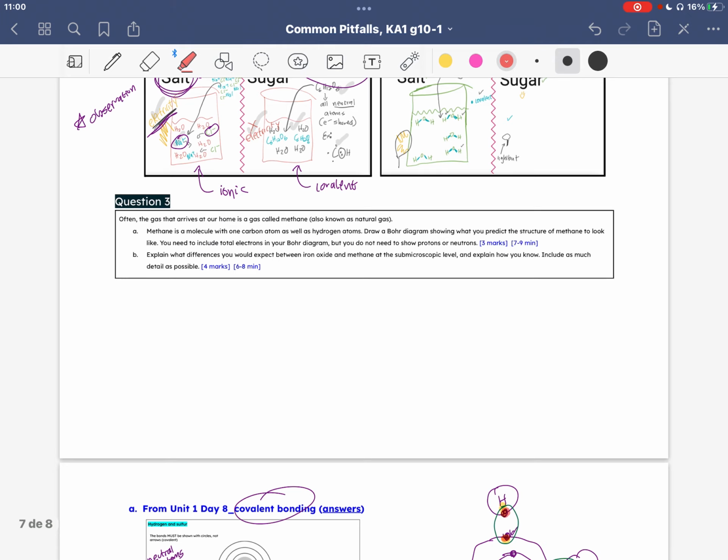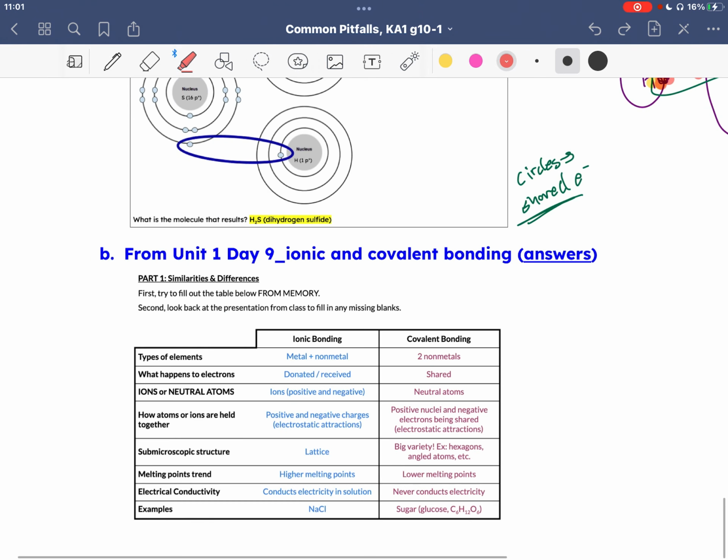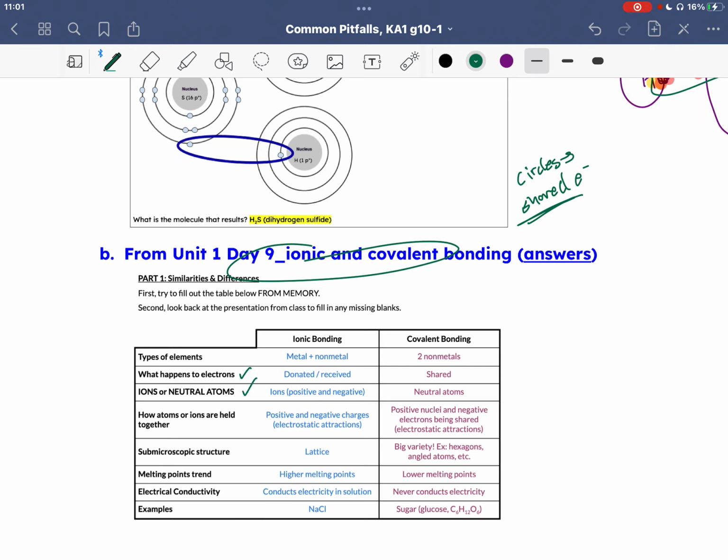All right. B, so explain the differences at the submicroscopic level. So some people tried to talk about conductivity or melting point. That's not submicroscopic. The things you could have talked about, we saw in day 9, ionic and covalent bonding. So you could have talked about what the electrons were doing. You could have talked about if you have ions or neutral atoms, how atoms were held together, lattice versus other structures. Some people tried to say no structure. There is a structure. We just didn't name any of these structures.